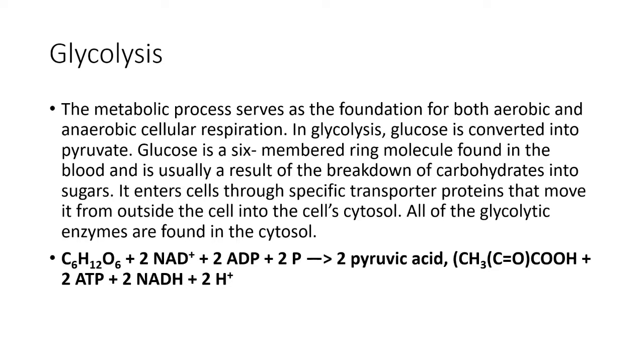Glucose is a six-membered ring molecule found in the blood and is usually a result of the breakdown of carbohydrates into sugars. It enters cells through specific transporter proteins that move it from outside the cell into the cell cytosol. All of the glycolytic enzymes are found in the cytosol.